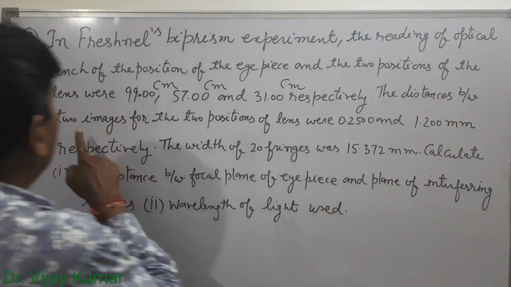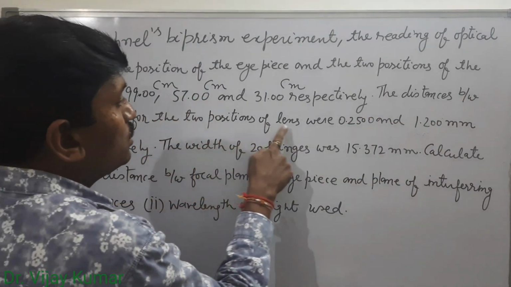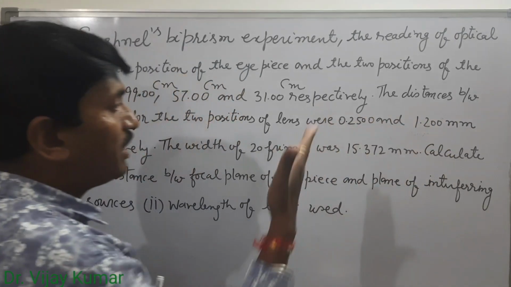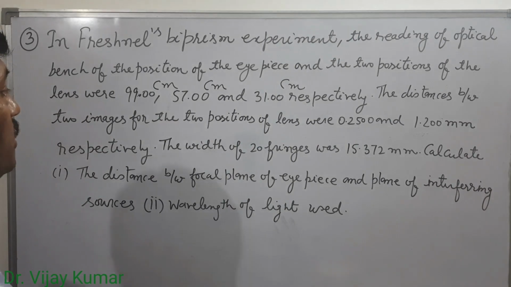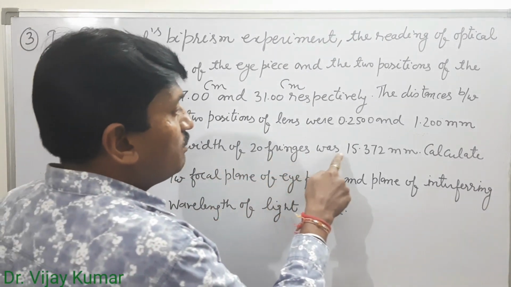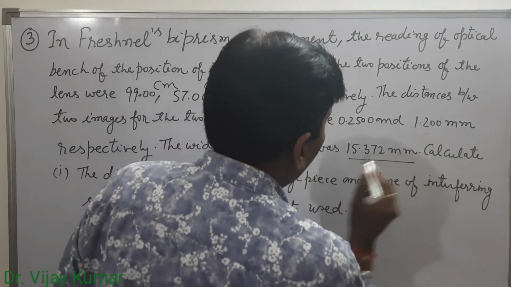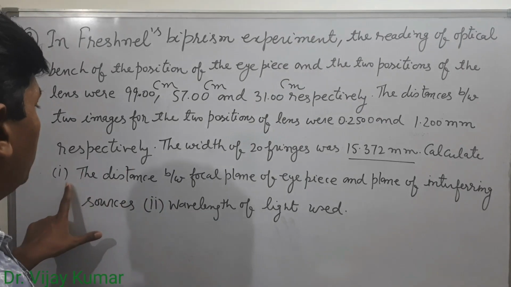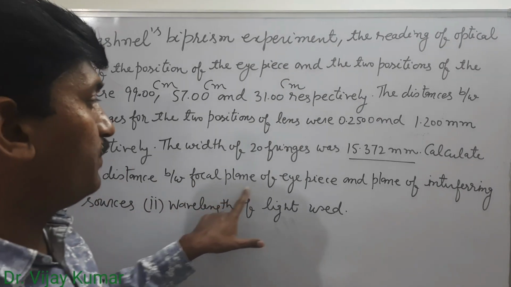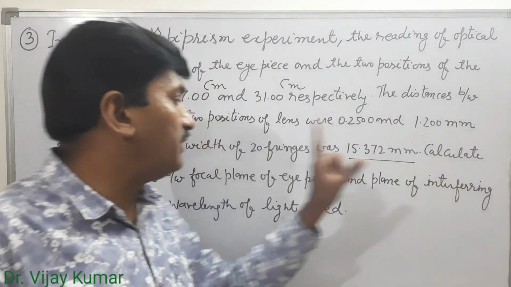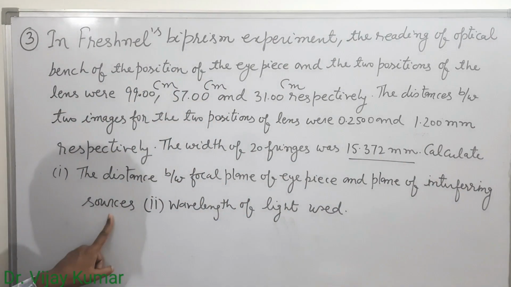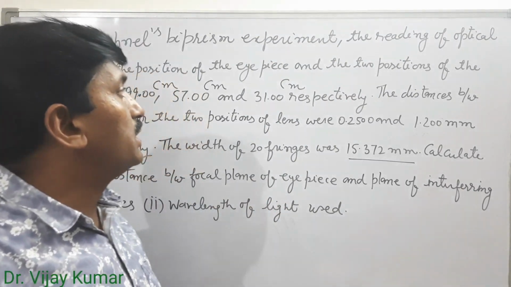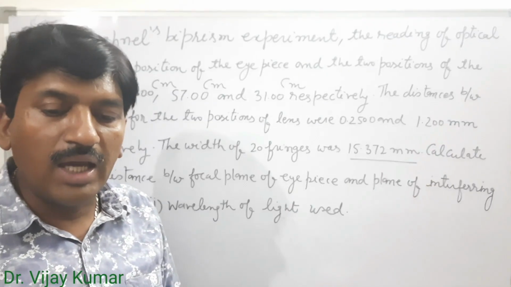The distances between two images for the two positions of lens were 0.25 and 1.2 millimeter. These represent d1 and d2 in the displacement method, as we know. The width of 20 fringes was 15.372 millimeter. With the help of this data we can determine the fringe width. Calculate number one, the distance between the focal plane of the eyepiece and the plane of the interfering sources, and number two, the wavelength of light used, meaning lambda. So these three numericals we have to solve.